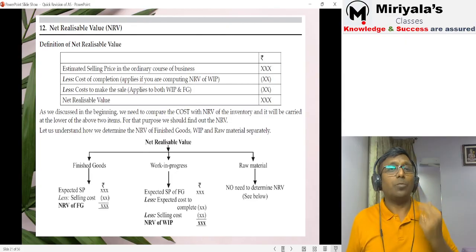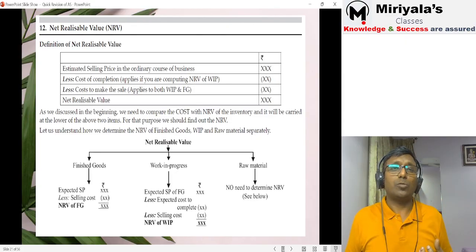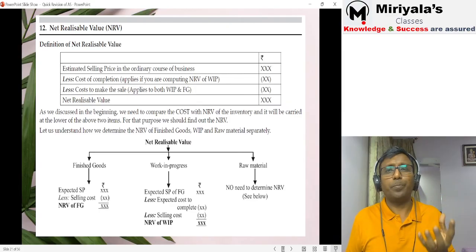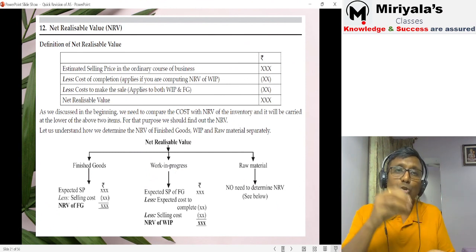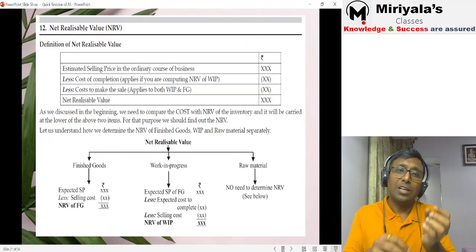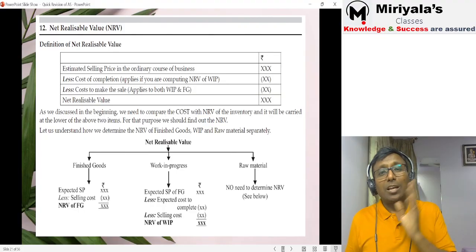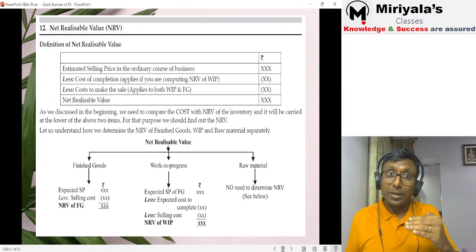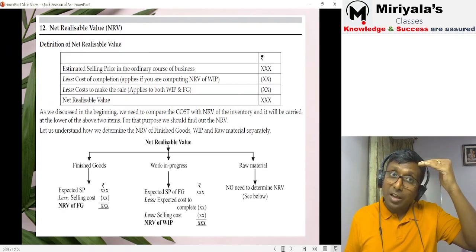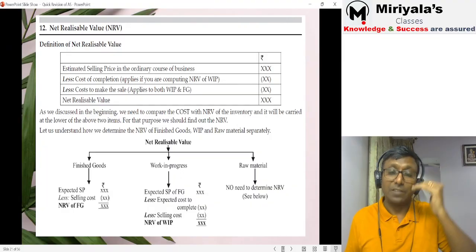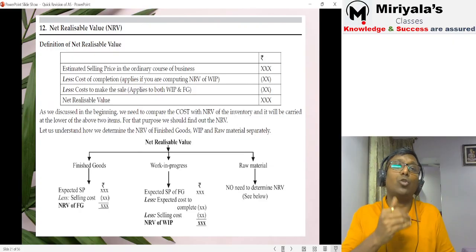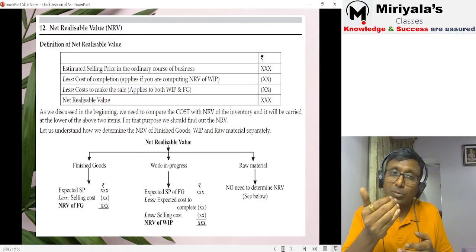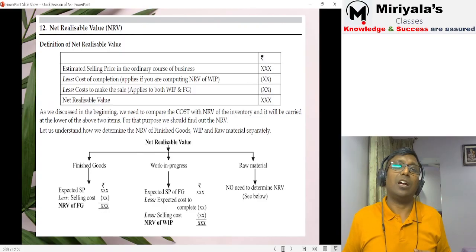Then the second topic is net realizable value. What is net realizable value? Net realizable value of finished goods is the expected selling price minus expected selling cost. If you incur any cost to sell the item, like brokerage or commission, it is supposed to be reduced. What about NRV of WIP? NRV of WIP is the expected selling price of the FG minus expected selling cost minus the cost to complete it and turn it into FG. How much more money is supposed to be incurred, that is reduced. Then that is the NRV of WIP.